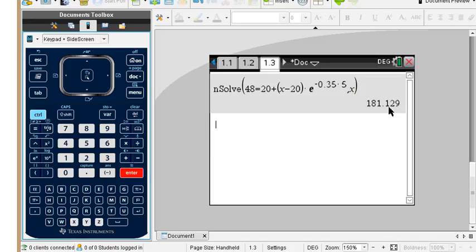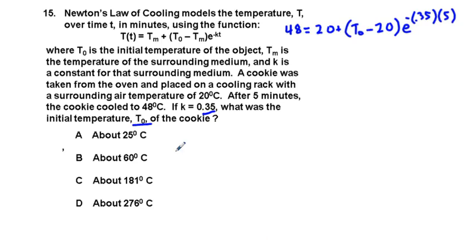So we get 181.13 degrees. We go to our answer choices, hoping that's one of them. Well, here we have it, about 181 degrees. So 181.13 degrees centigrade is going to be our correct answer.